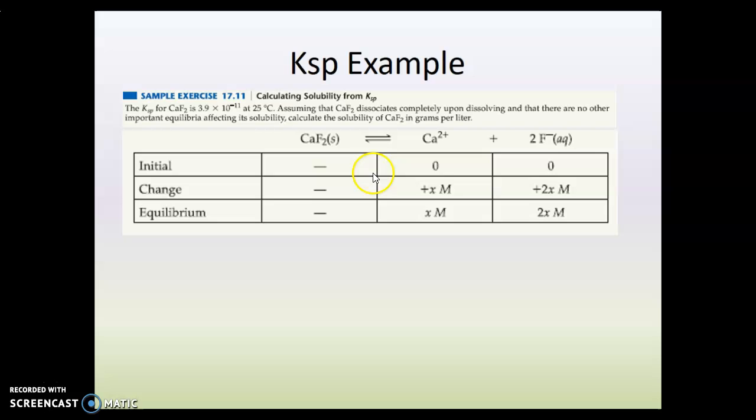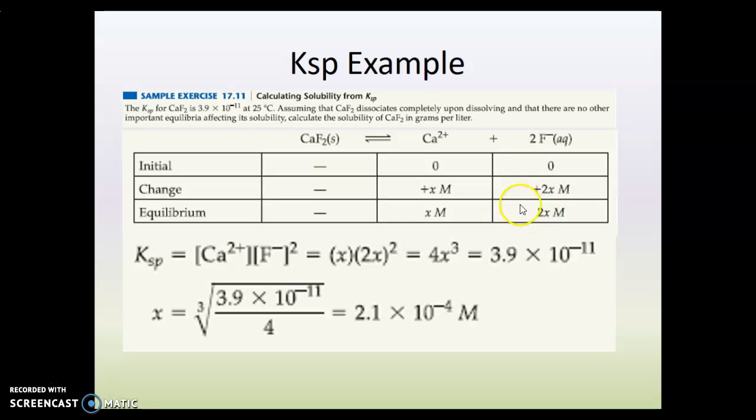The initial concentration is, of course, 0 because nothing's dissolved. And then there's a change, right? So the calcium ions are going to change by some X value, and fluoride ions are going to change by some 2X value because there's a coefficient of 2 in front. So at equilibrium, the concentration of calcium ions is going to be X. The concentration of fluoride ions is going to be twice that, right?